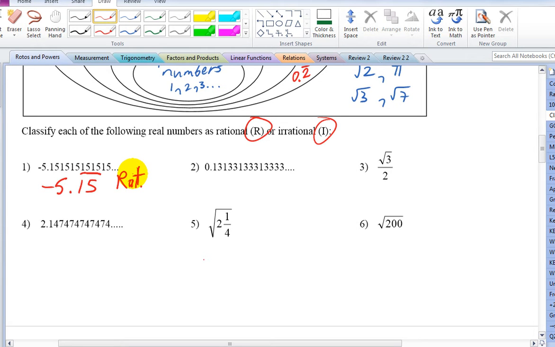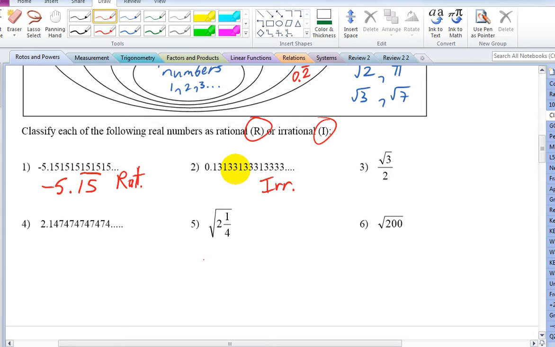Next one. What do you think? Jared? Irrational? Yes, irrational. It's not repeating. There's a pattern, right? There's 1 more 3 each time, but that's not what we're looking for. We're looking for just plain repeating. So it's irrational.